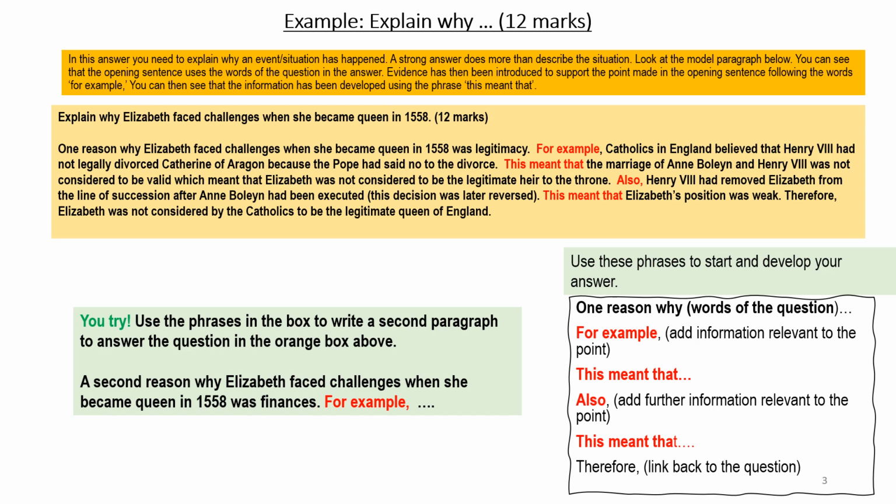You're then going to make your answer even stronger by adding the word also and then introducing a second piece of evidence, and again turn that description into explanation by writing this meant that. You are aiming to do that or follow that procedure 3 times so that you end up writing 3 paragraphs in response to the question.